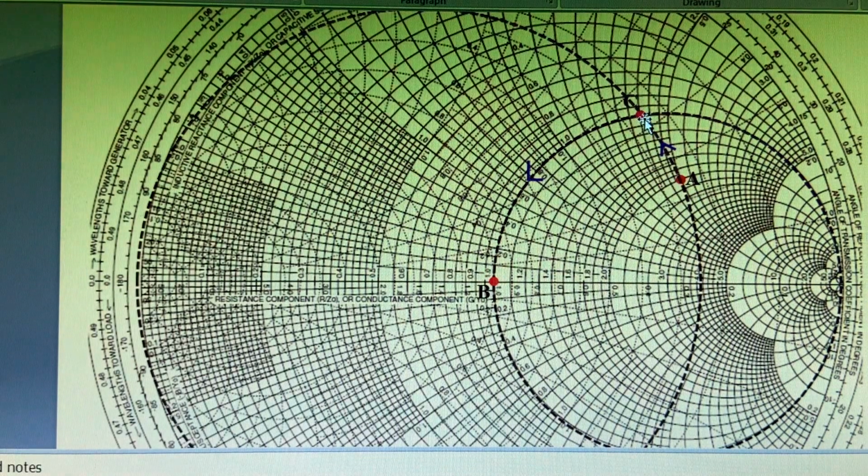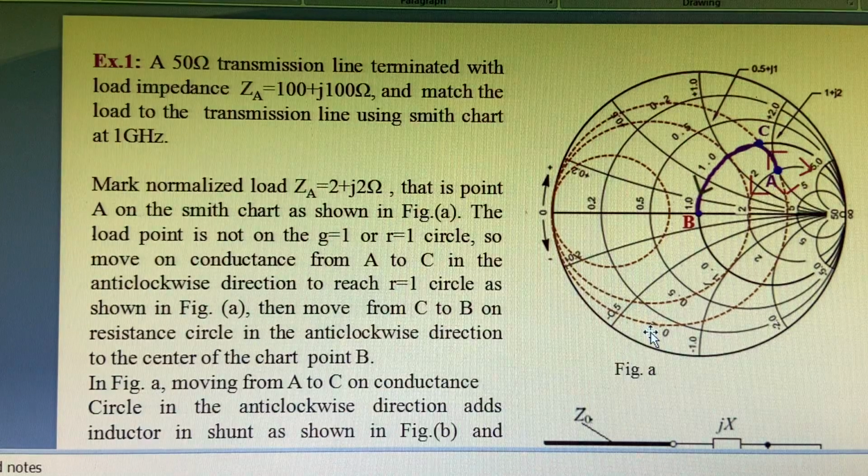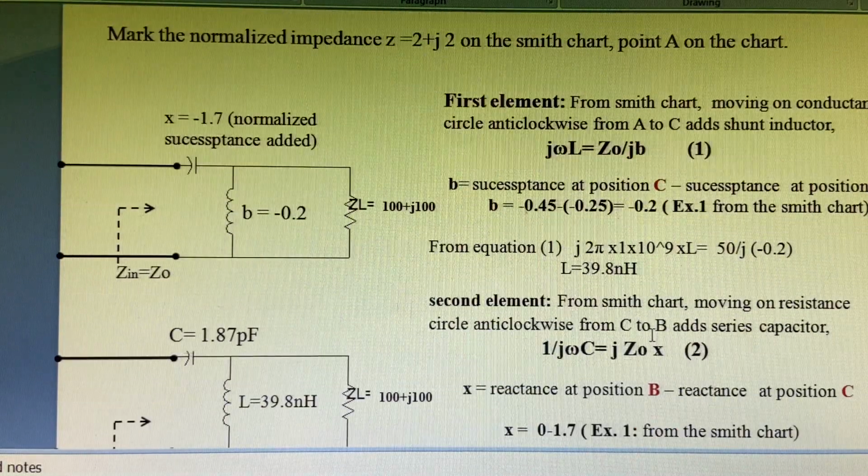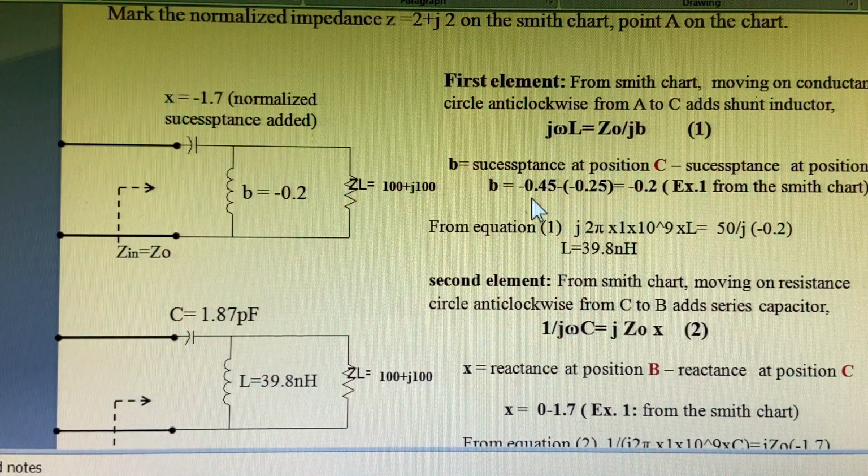Now, the susceptance at position C and the susceptance at position A, we have to substitute in this equation, that is, minus 0.45 at C and minus 0.25 at A. So it is minus 0.45 minus of minus 0.25. The answer is minus 0.2. So the susceptance change is equal to minus 0.2.